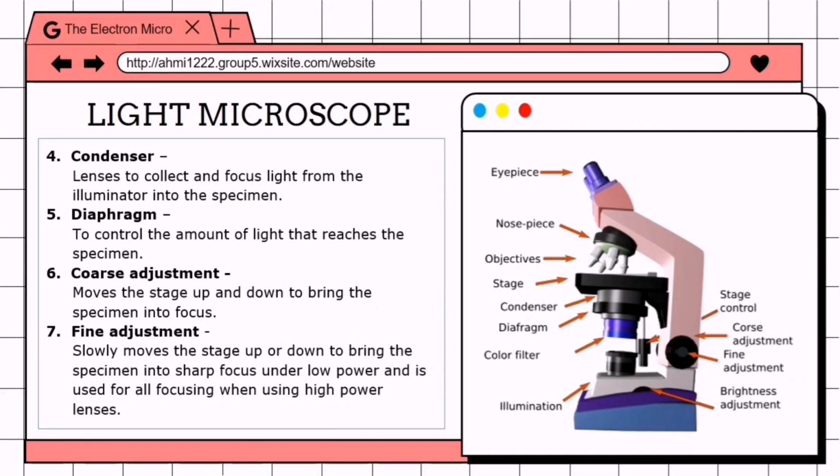Next, we have the condenser that collects and focuses light from the illuminator onto the specimen. Then, we have the diaphragm that controls the amount of light that reaches the specimen. Next, we have the coarse adjustment that brings the specimen into focus. And last, we have the fine adjustment that brings the specimen into sharp focus under low power and is used for all focusing when using high power lenses.